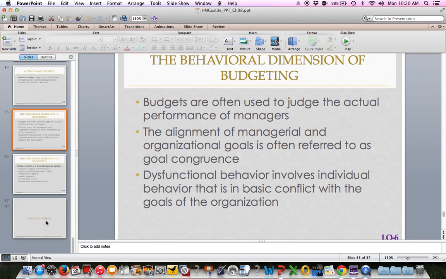Budgets are often used to judge the actual performance of managers. I've been in businesses where if you come in under budget, you get a bonus. You get some reward for that. Okay. And that's a good thing. That's not a bad thing.